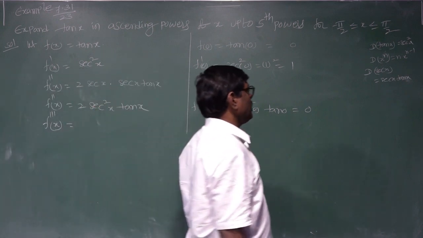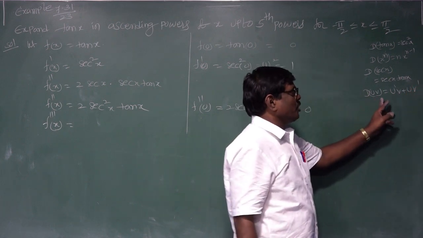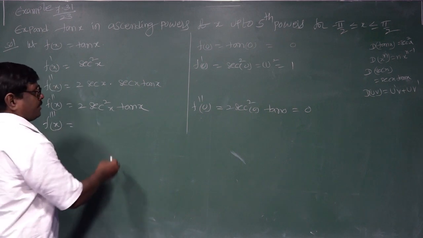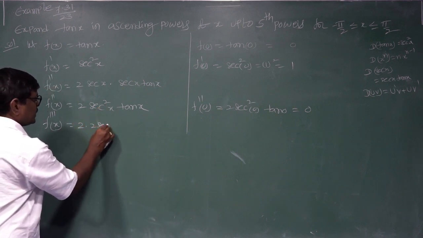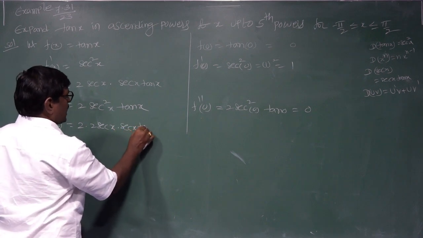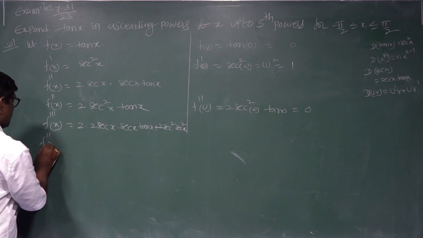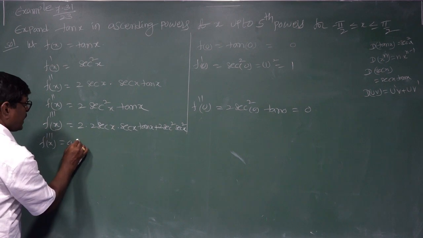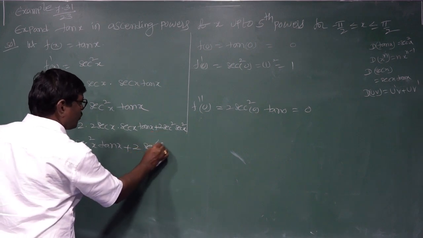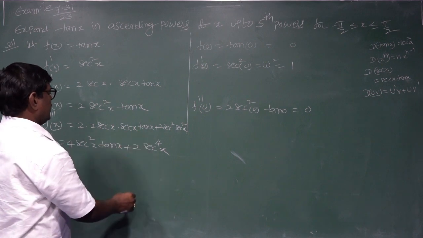Now f triple dash x, using the uv formula. My dear students, the derivative of uv is u dash v plus u v dash. So we get 2 into 2 secant x times the inner derivative secant x tan x, into tan x, plus 2 secant square x into the derivative of tan x, which is secant square x.